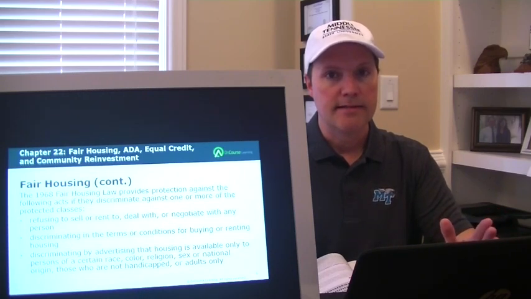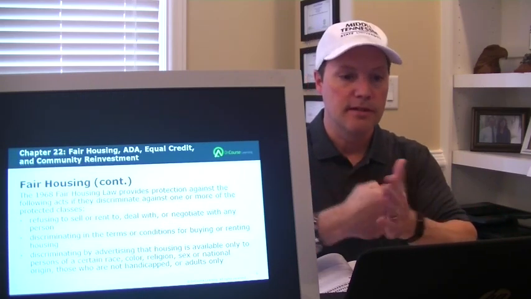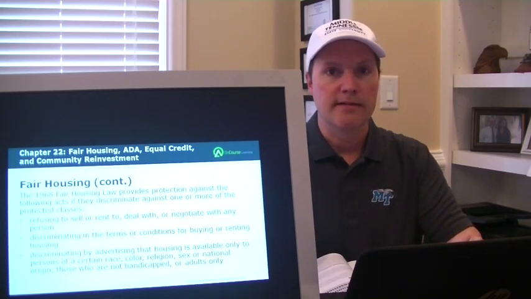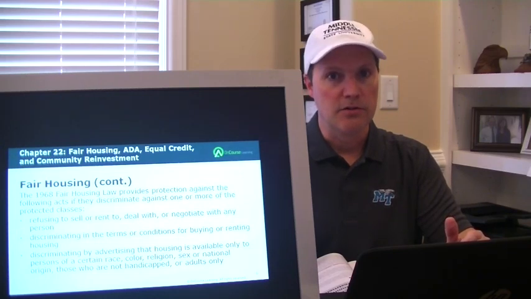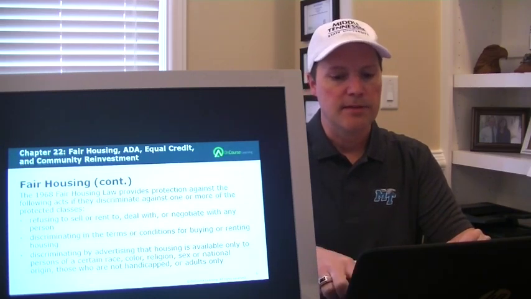Those protected classes are reviewed every 2 years when you get your training. If you get your license, they go over these over and over again because it's vital that you don't discriminate against people.